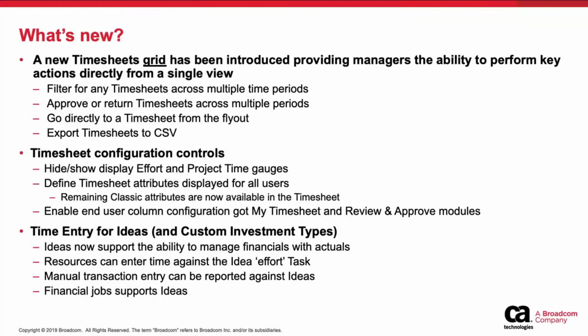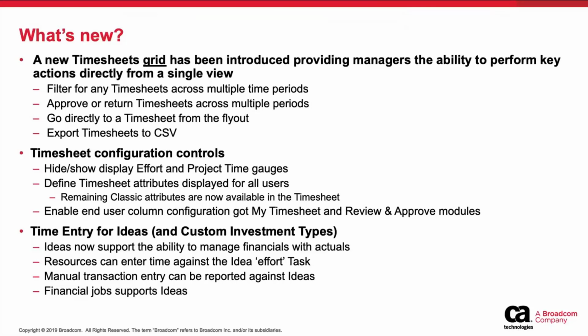We've got a new timesheet. One of the key capabilities there is to filter for any timesheet across multiple time periods. Of course, once you're there, you can approve or return timesheets across these multiple periods. You can navigate directly from the Timesheet Grid to the flyout to perform various actions. And given that this is a common grid implementation, there's the ability to export timesheets to CSV.